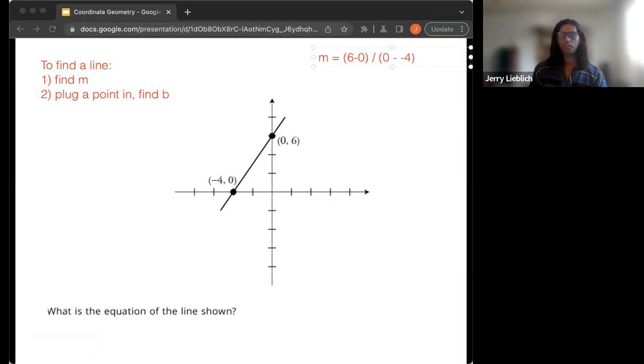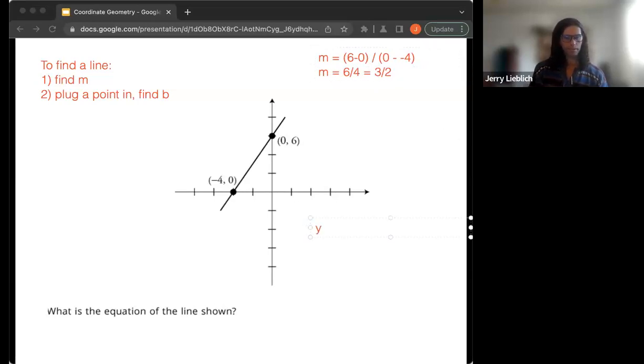And it actually doesn't matter which one you call y1 or which one you call y2. The only thing that matters is that you're consistent about it, right? So if I say this is y1, or in this case, I'm calling it y2, this is also x2. Great, so I get 6 over 4, or 3/2.